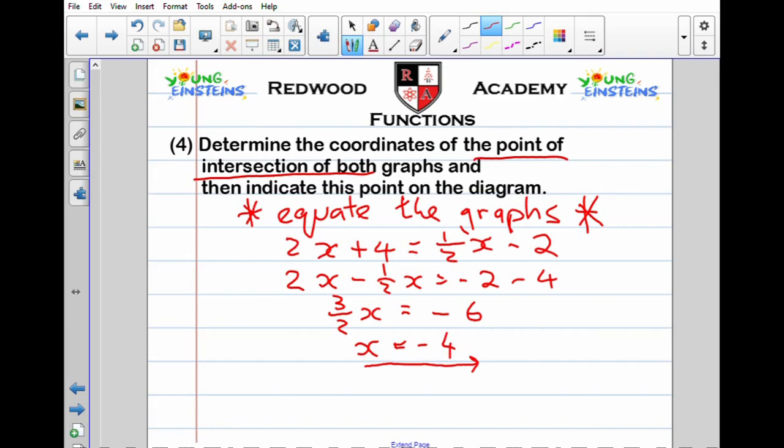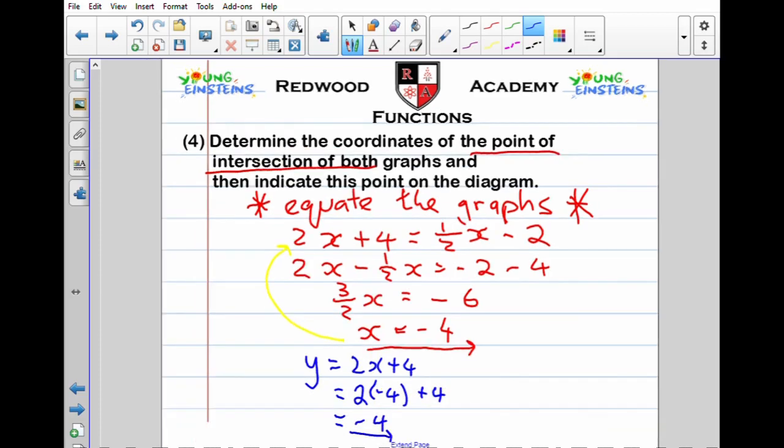Okay, don't forget that you need to find the y value, right? So we substitute back into any of the equations. I'm going to use the easier one, which is 2x plus 4. I take my x value, which is minus 4, and substitute. This gives me minus 8, and minus 8 plus 4 is minus 4. And so that is the point of intersection. The point of intersection is minus 4 and minus 4.